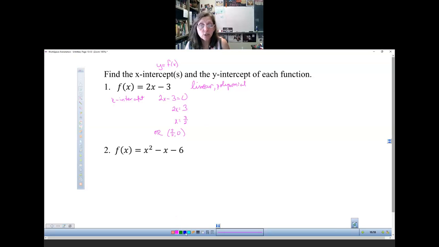The y-intercept, we're actually going to find, and this is just another way to write this, f of 0. So we're going to find the y value when x is 0. So 2 times 0 minus 3. So this is going to be 0 minus 3. F of 0, or my y-intercept, is negative 3. So negative 3 is my y-intercept, or I can write it as the ordered pair 0, negative 3.